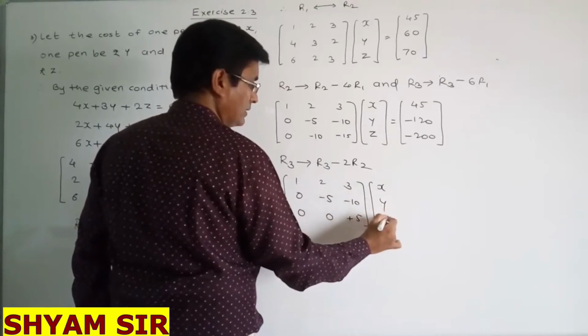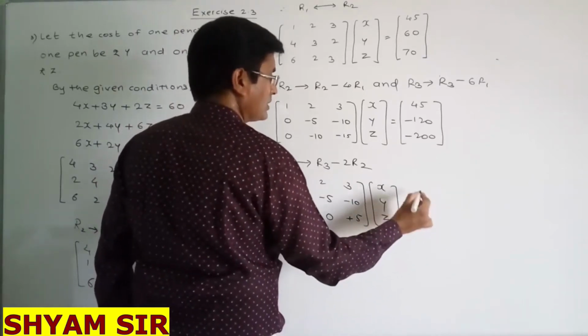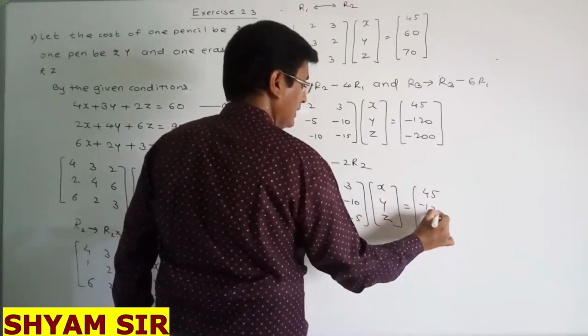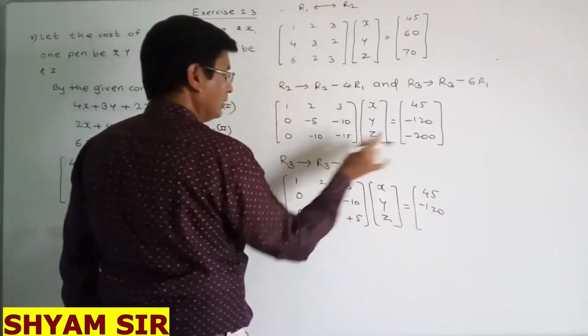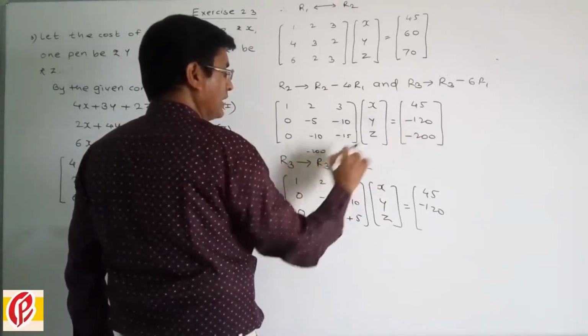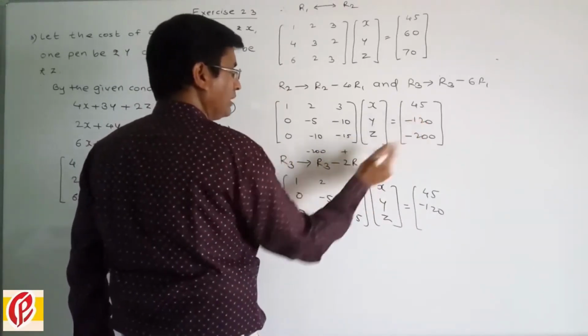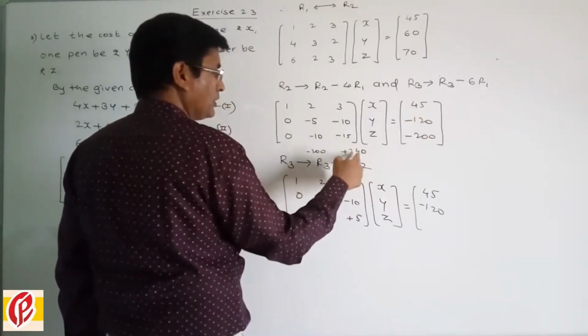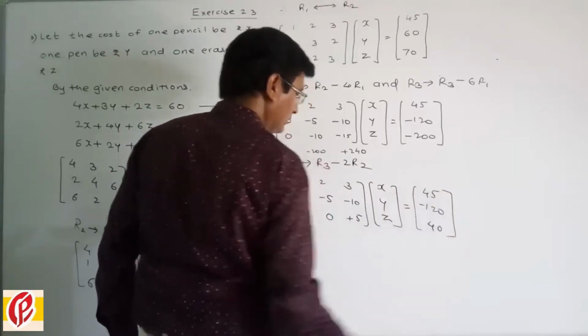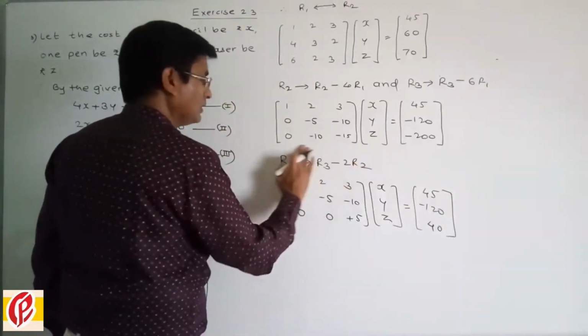X, Y, Z is equal to, here is 45 as it is, minus 120 as it is. Then R3 means minus 200 minus 2 R2, minus minus plus 2 into 120, that is 240. So plus 240 minus 200 plus 40. So you get here plus 40.